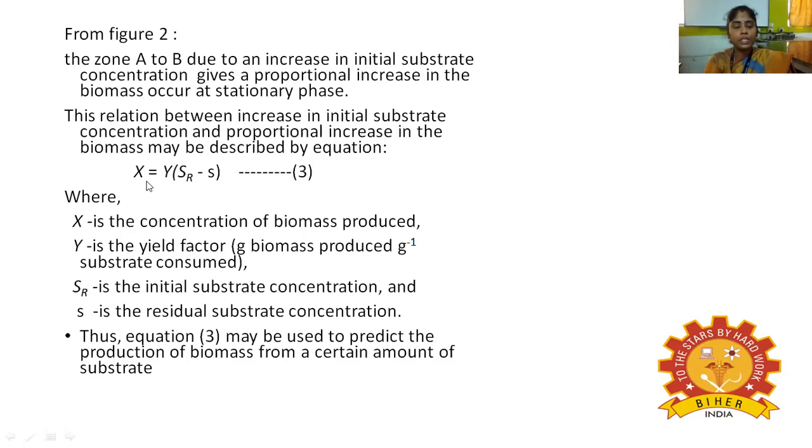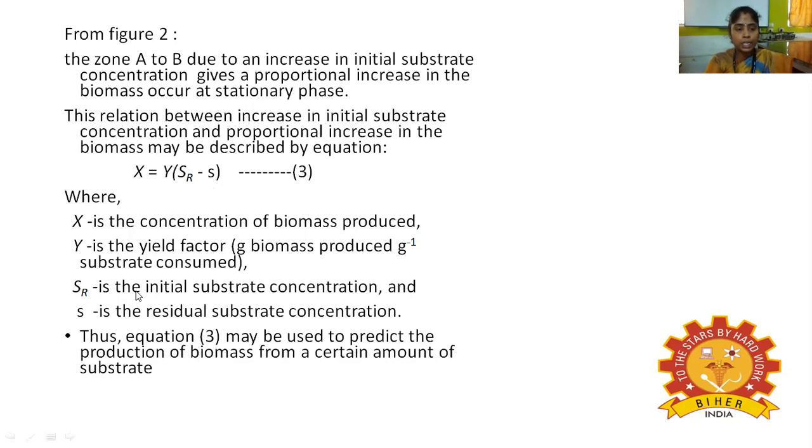Which can be given as X = Y (SR - S). X represents the biomass concentration and Y represents the yield, that is, how much product has been yielded based on the substrate. Here we give the initial substrate at a particular maximum value that starts to be utilized by the microorganisms, and finally the substrate concentration will be minimum or zero. That's why it is given as the difference SR - S.